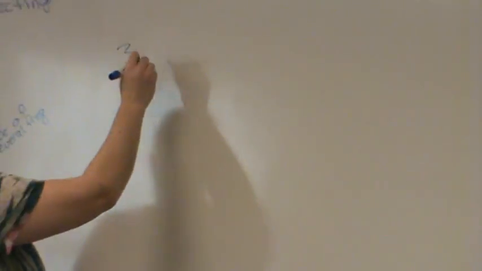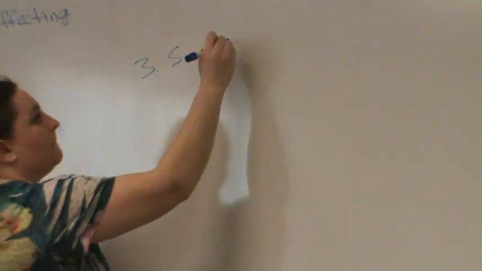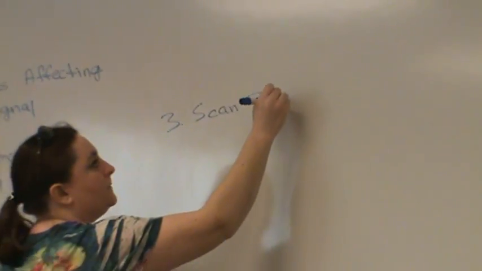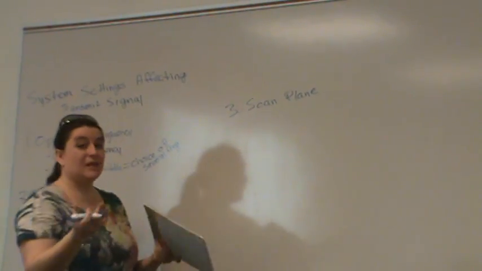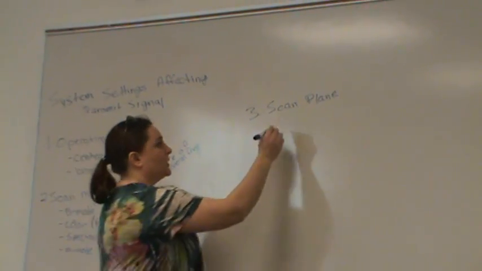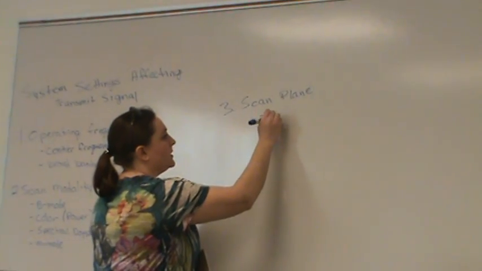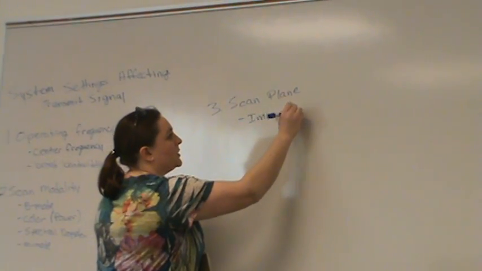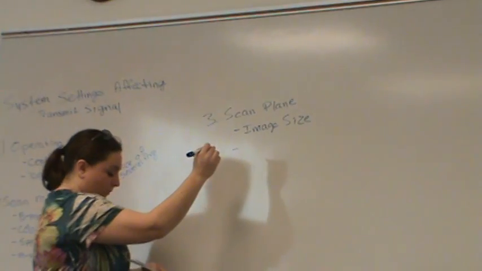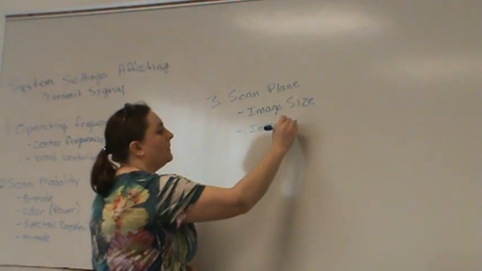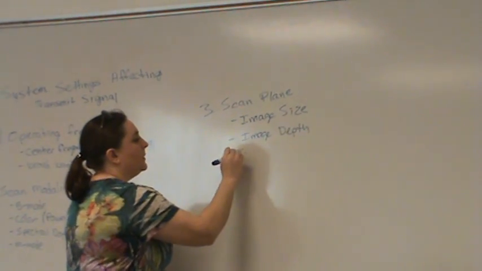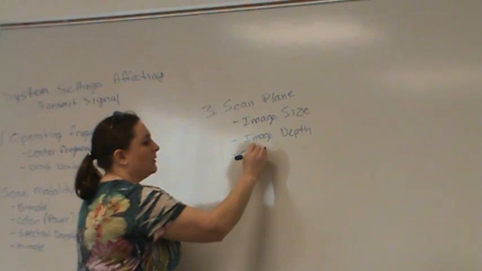The next thing that's going to affect our test signal is the scan plane. Where are we scanning from? This could be image related to the system itself. This could be image size, and it could be image depth, or maybe even image steering.